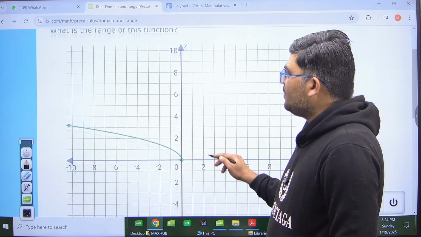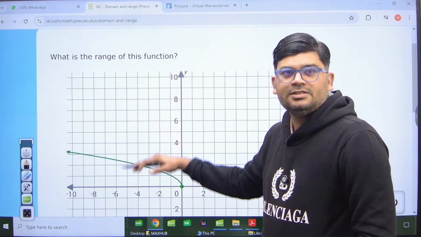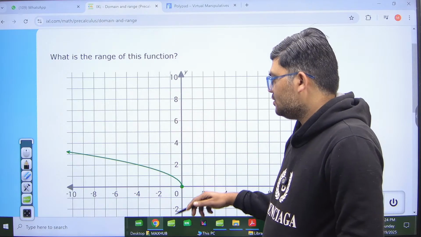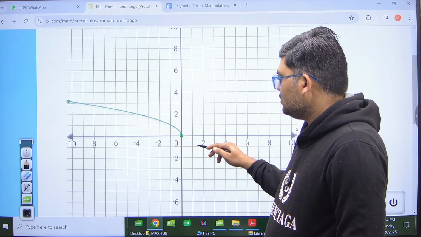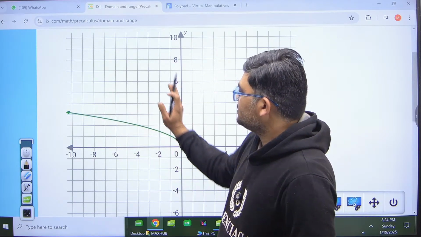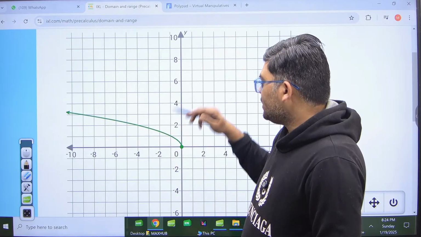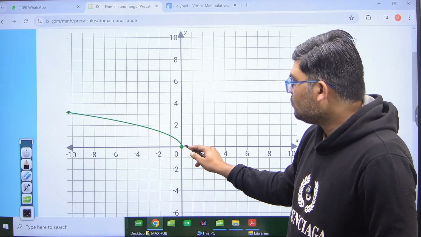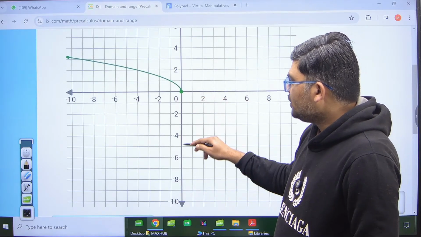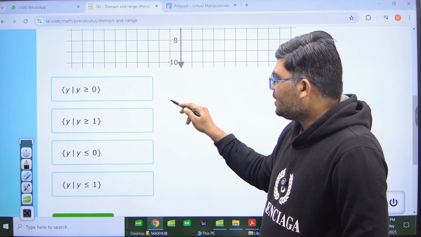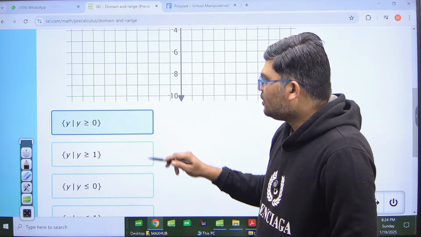No, range. I'm not talking about domain, my dear. Range is the y-axis. It is going towards the positive y-axis, so to infinity. See, 0 is also included here. 0 is also included here. So you can say y is greater than or equal to 0.